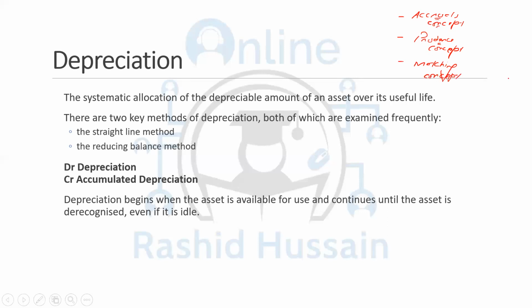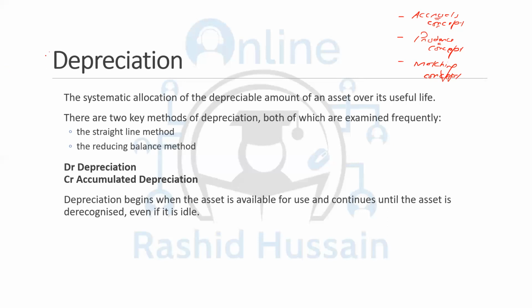Now, what is the matching? Matching means, for example, if you're recording the income related to one asset, then you should record the related expense of that asset as well in the same year. For example, I'm having machinery, I'm using it for production. That production is being sold and it is recorded as revenue. So you're recording the income related to that asset. You should record the related expense of that asset in the same period as well. That is known as the matching concept.